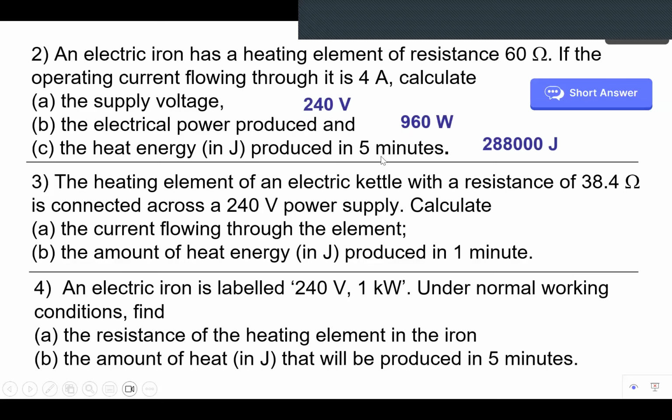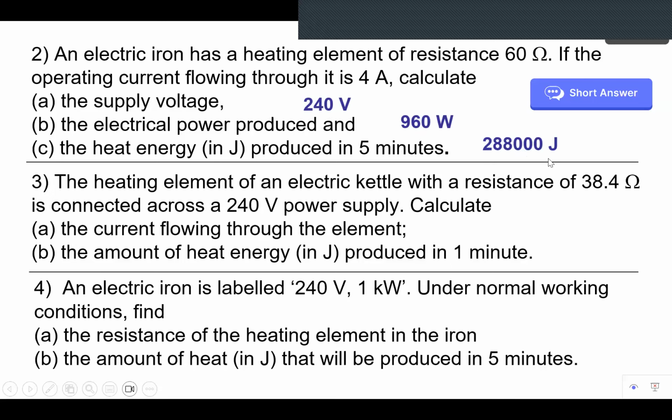And lastly, the heat energy. Energy is power times time. So I use 960 times time, 5 minutes times 60 seconds. 960 times 5 times 60, I get 288,000 joules.